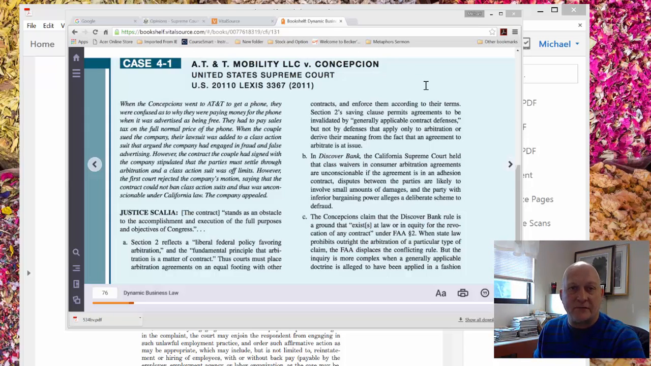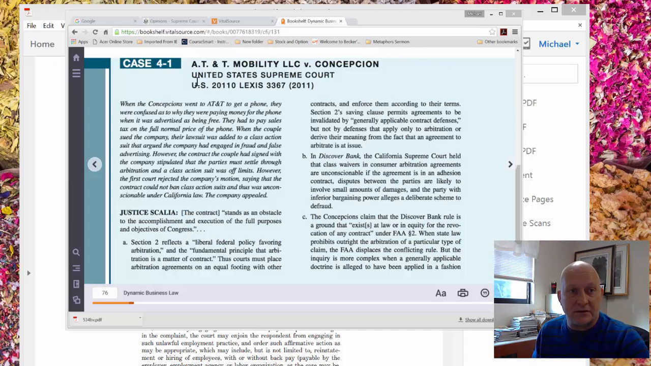They went all through the California courts, and now they're at the U.S. Supreme Court. They are suing because they do not want Concepcion to be able to have a class arbitration, right? And we'll get into that more in a second. So that's the title of the case.